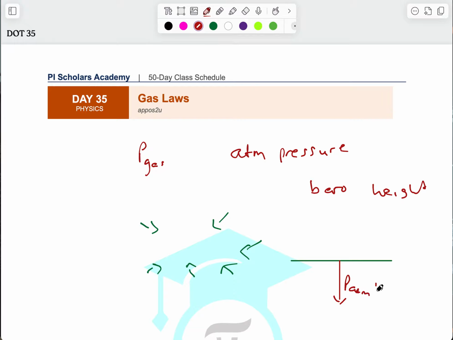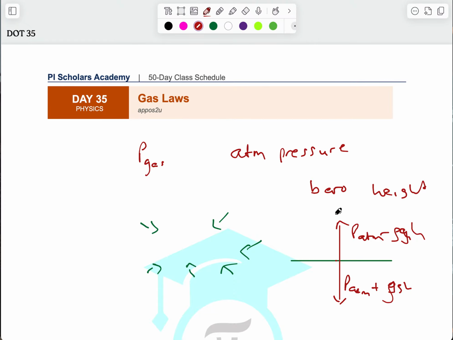So you have P_atm plus rho g h, based on the density of the liquid. And then if you begin to go up, you have a fall in pressure. You have P_atm minus rho g h. And at a point, if you rise up enough, you can exhaust the entire atmospheric pressure, a point where you have zero atmosphere above the sea level. So we're going to talk about all these things in this class.